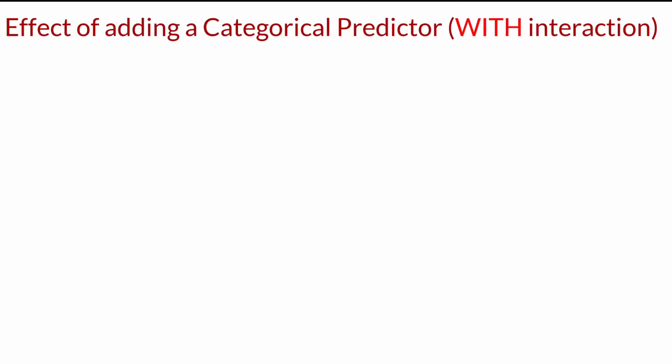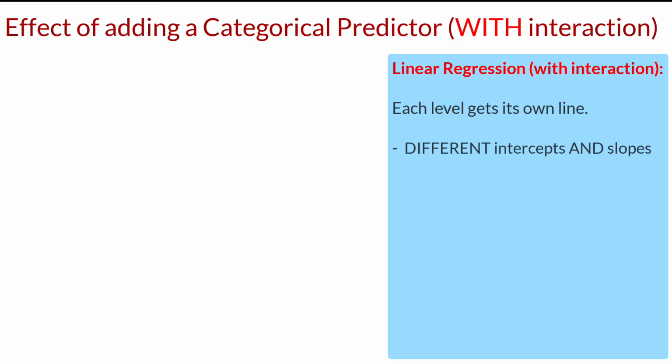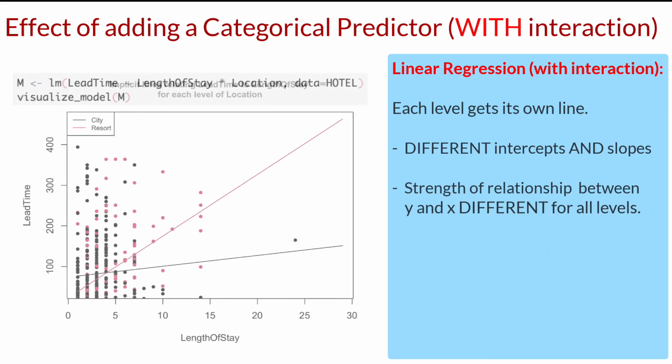Now, what if we do have the variables interact? Well, remember that in a multiple linear regression, when a numeric and categorical predictor interact, each level now gets its own line and they're allowed to have different slopes and different intercepts. For instance, we could predict the lead time from the length of stay and the location of a hotel, allowing them to interact by separating the columns by a multiplication symbol in the formula.